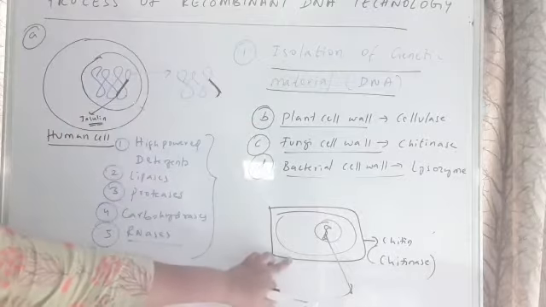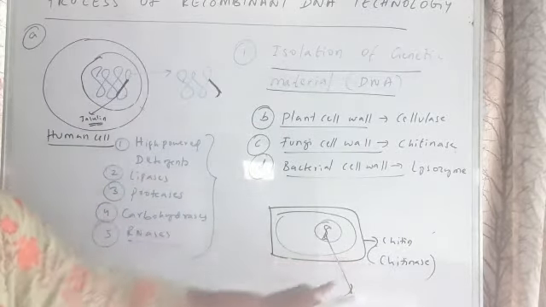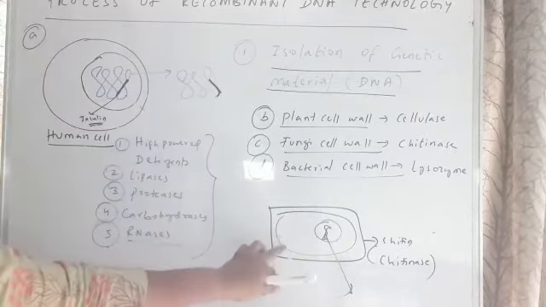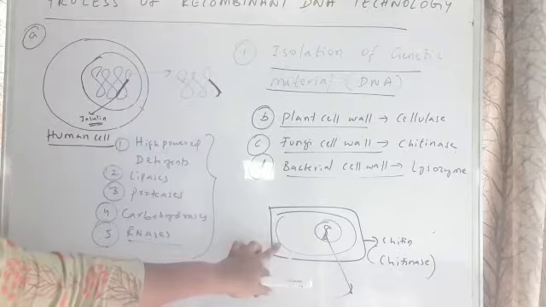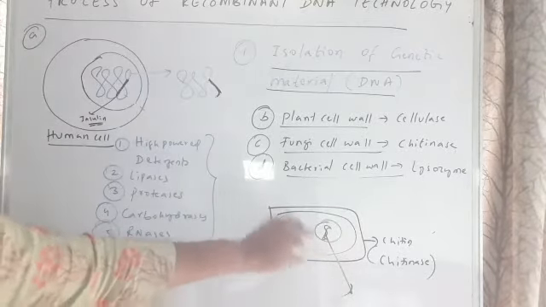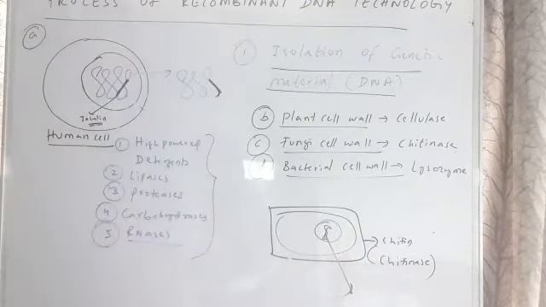To break the fungal cell wall, we are using an enzyme, chitinase. Now the rest of the enzymes would be the same which I have mentioned here. High powered detergents to break these membranes, lipases, proteases, all these are the same. But one extra enzyme which we are adding to break the fungus cell wall is chitinase.